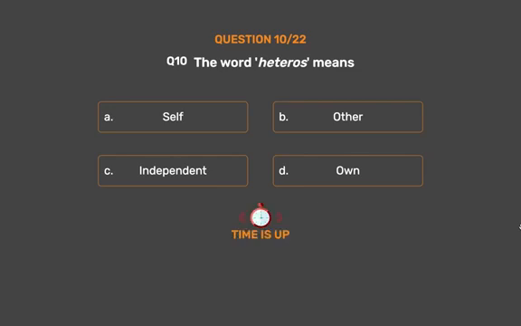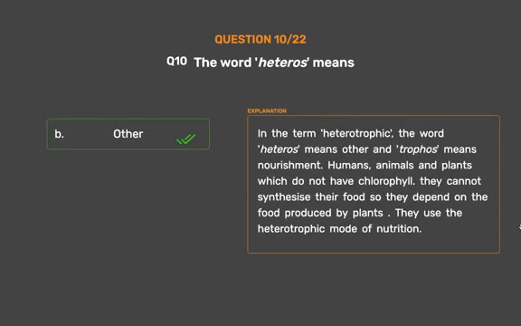The correct answer is Option B. Other. In the term heterotrophic, the word heterous means other and trophos means nourishment. Humans, animals and plants which do not have chlorophyll cannot synthesize their food, so they depend on the food produced by plants. They use the heterotrophic mode of nutrition.